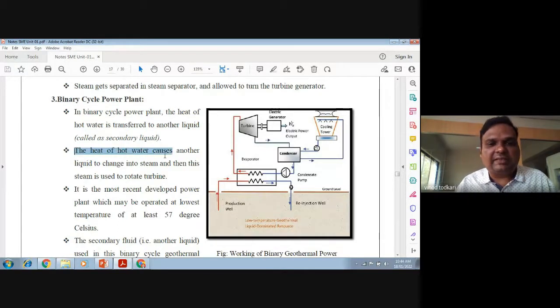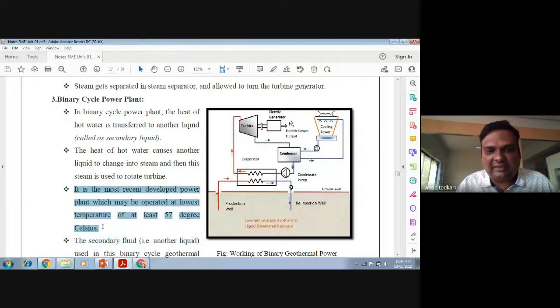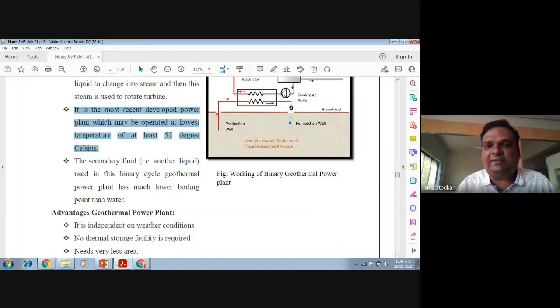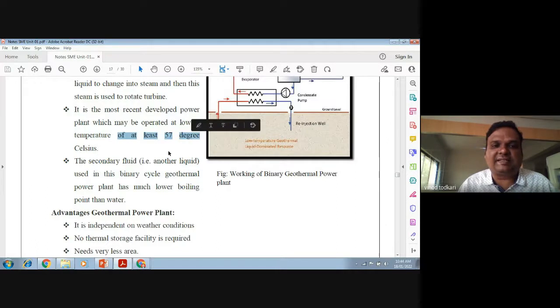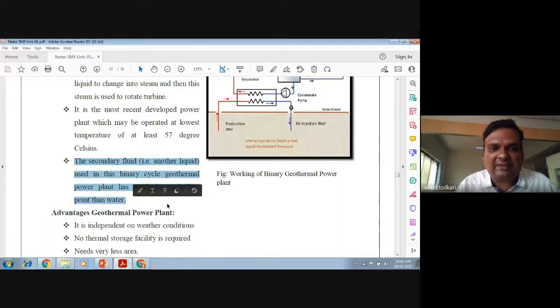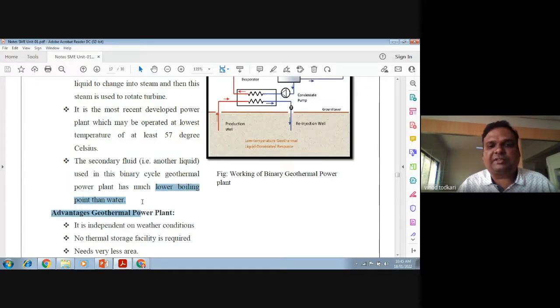Very good. Now see, the heat of hot water causes the liquid to convert into steam, and this steam is used to drive the steam turbine. It is the most recently developed power plant, which may be operated at the lowest temperature. The least temperature limit is 57 degrees Celsius. So this power plant can operate even if the temperature of water from the production well is 57 degrees Celsius, but the temperature has to be at least 57 degrees Celsius. The secondary liquid used in this binary cycle will have a much lower boiling point than water.